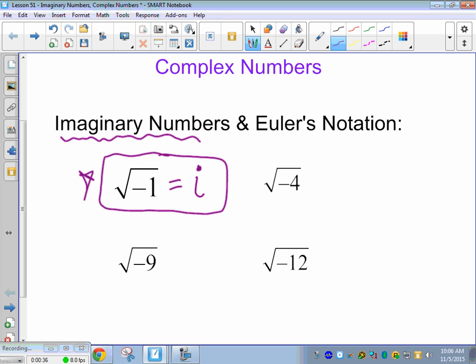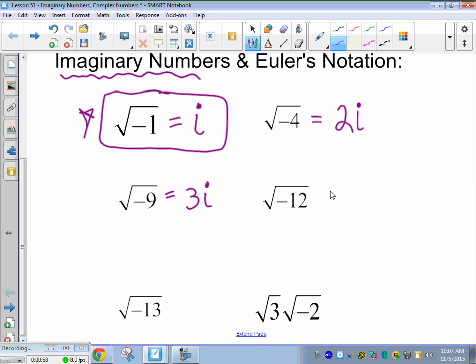Okay? And over here, we can say, well, I know the square root of 4 is 2, and the square root of a negative is i. So the square root of negative 4 is equal to 2i. And we have the square root of negative 9. So I think we're getting the hint here. So the square root of 9 is 3, and we have a negative under the house, so that's i. Okay, so i represents imaginary numbers.